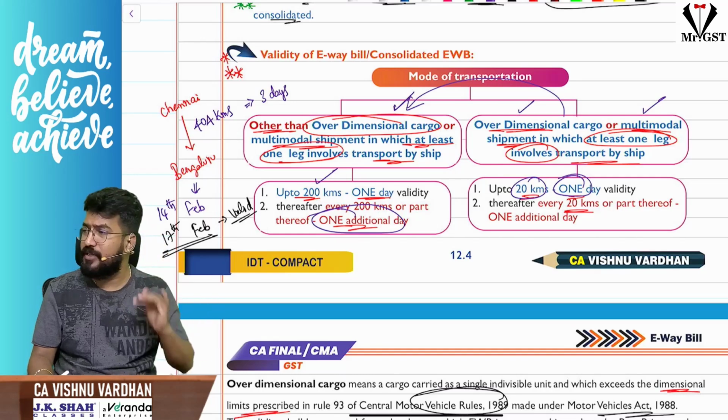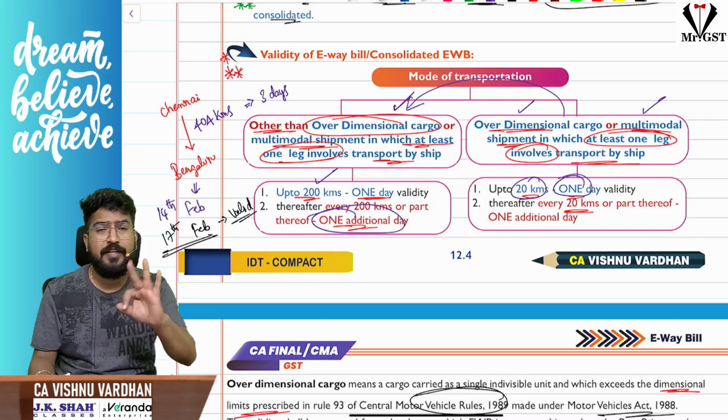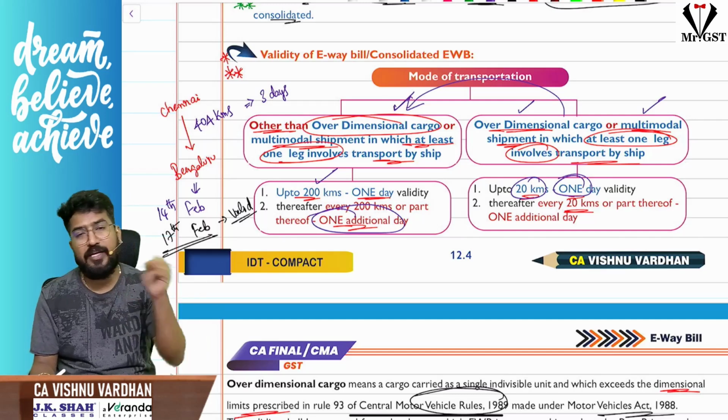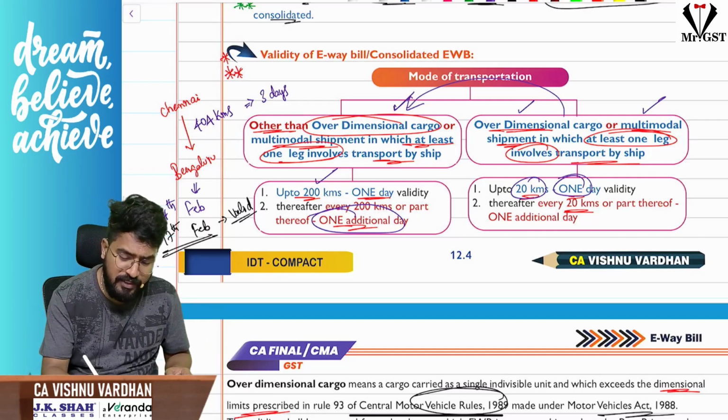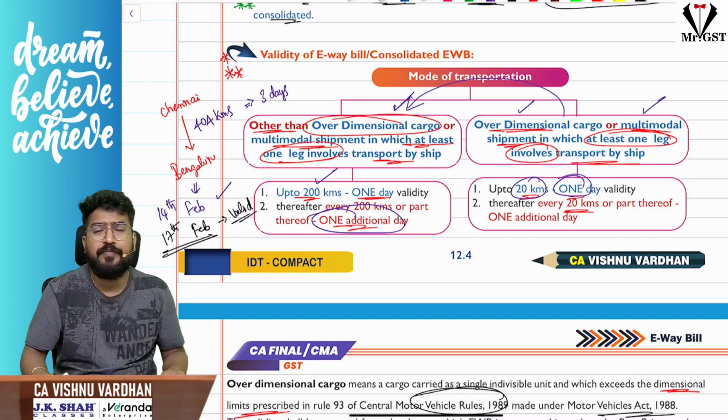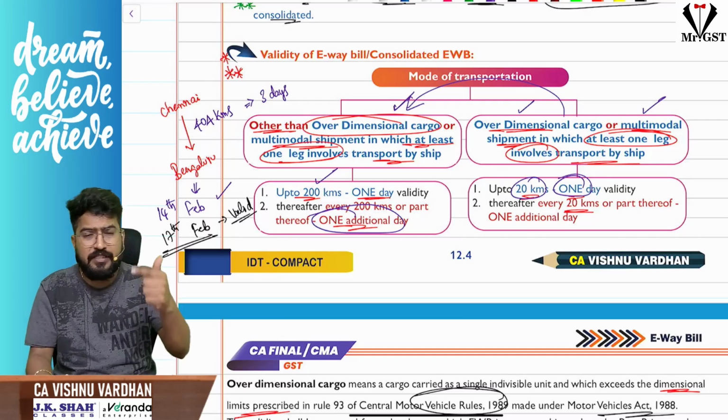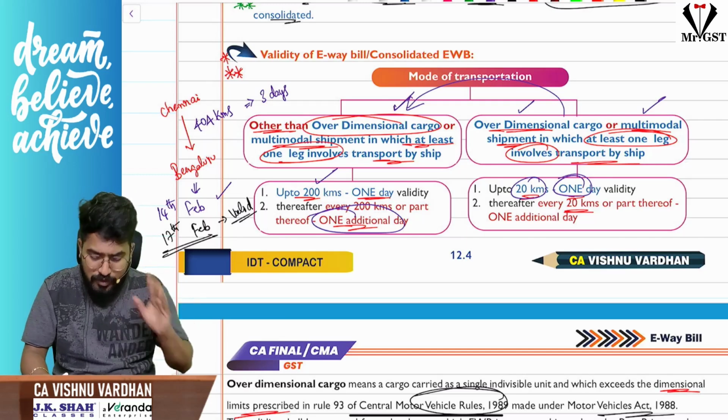What is happening here? In such cases, sir, you will get 3 days validity here, because for every 200 kilometers or part thereof you will get 1 day. Sir, here you will get 3 days validity. Imagine I have raised an EWay bill on the auspicious day, 14th Feb. So until when is it valid? 15, 16 and 17. Clear? That is the concept.